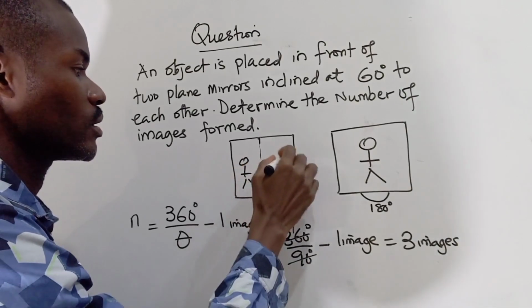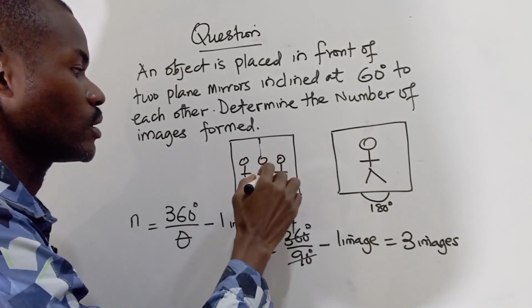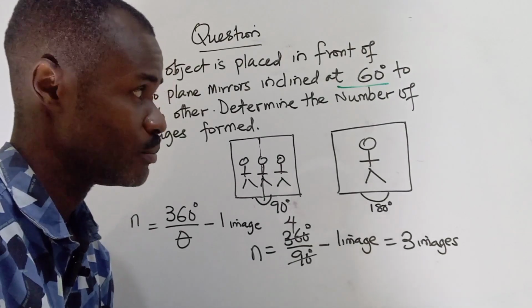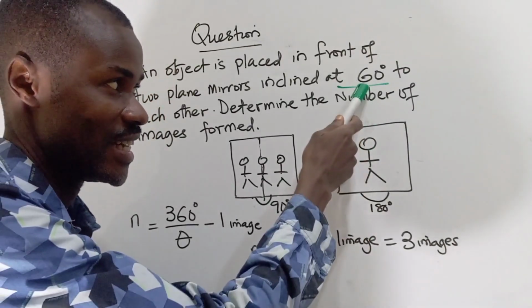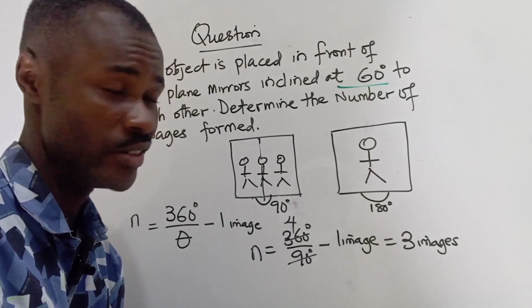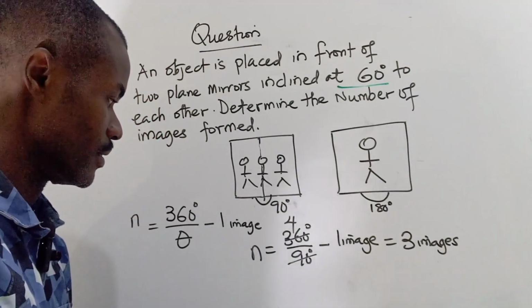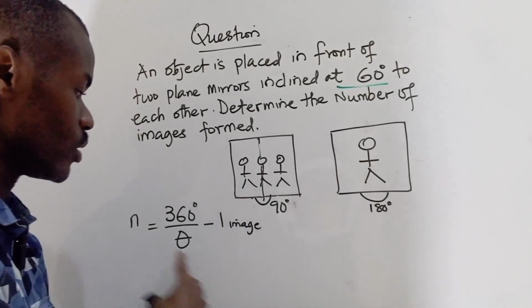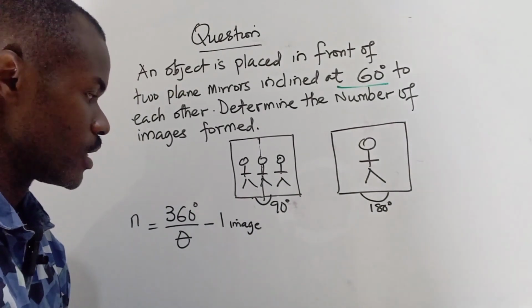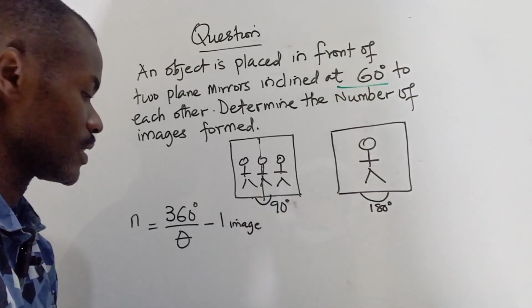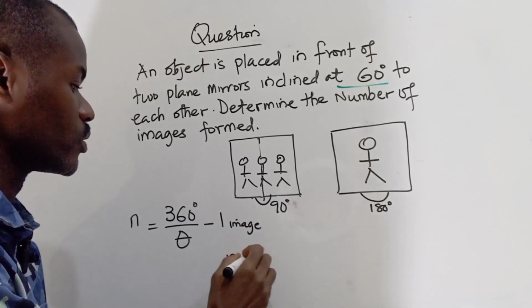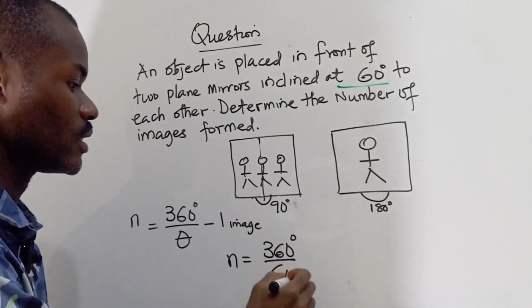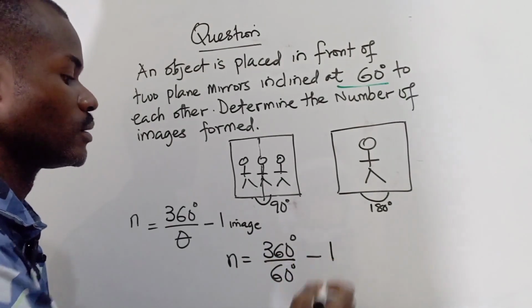So the idea is, when this is 90 degrees, the image is going to appear 3 times on the two plane mirrors. The question we have here on the board says the mirrors are inclined at 60 degrees. So how do we find the number of images? We are still going to use this formula. We have theta as 60 degrees. So the number of images is 360 degrees divided by 60 degrees, minus 1.